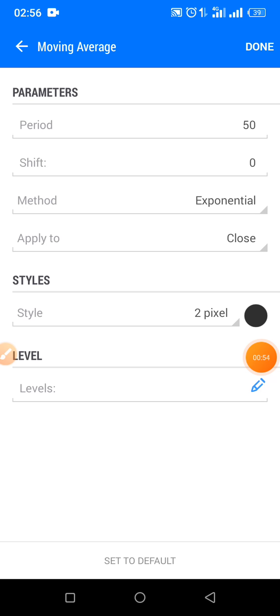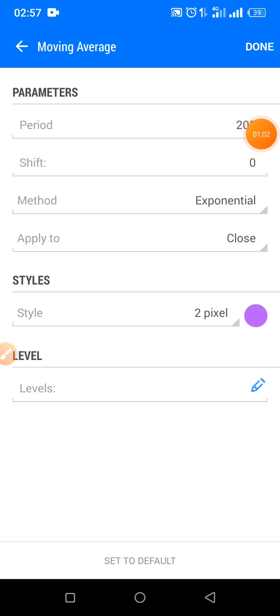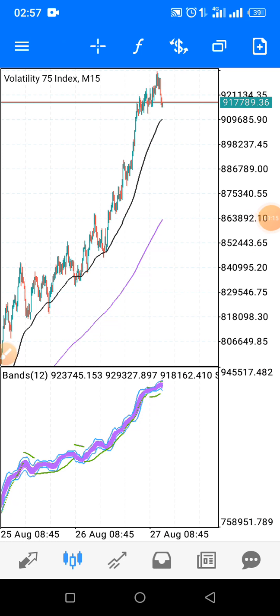Okay, then click done, and then click this F again and select moving average. The moving average is period 200, shift 0, exponential, apply to close. Then for style, my color is purple on my chart. Then click done. These are the two moving averages.